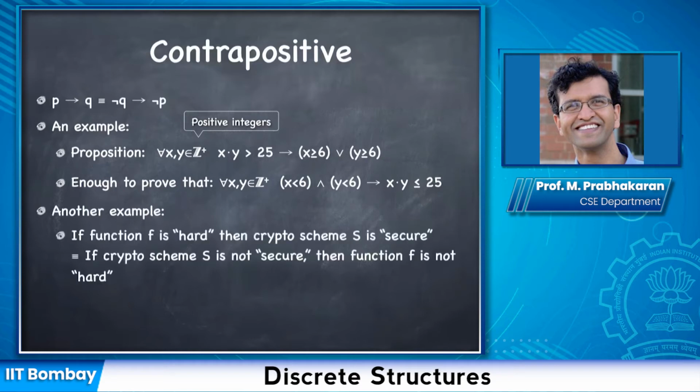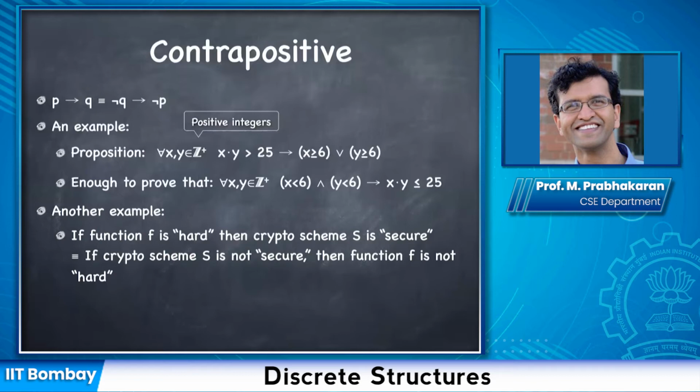Here's another example that shows up in higher level applications. In cryptography, for instance, you build a cryptographic scheme that is supposed to be secure based on the computational hardness of certain other tasks, like factorization of a product of two large prime numbers, or other problems that can be used to build secure cryptographic schemes. Now, what does it mean for a function to be hard?